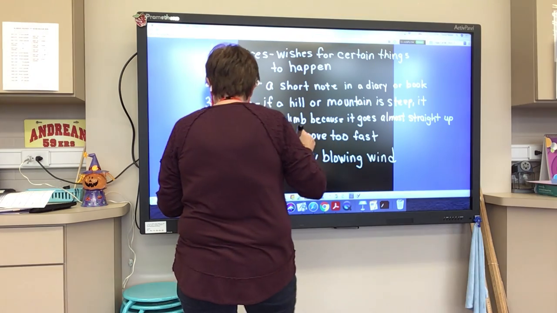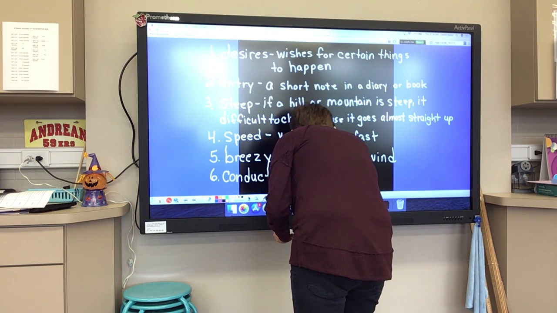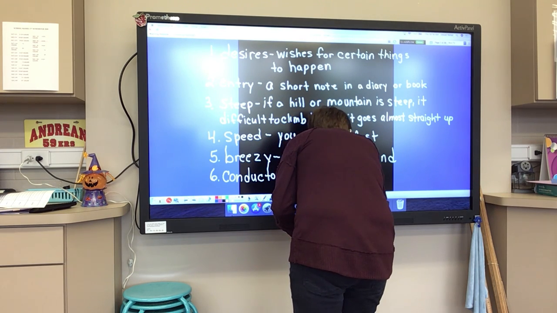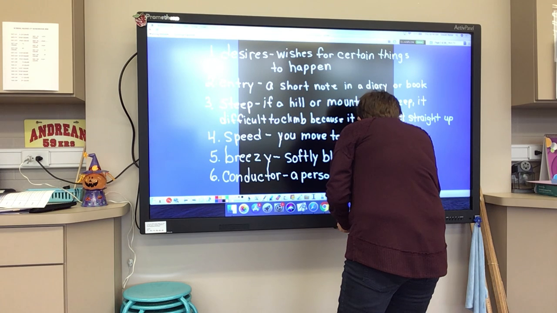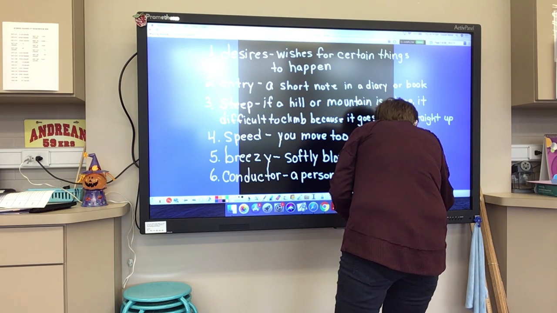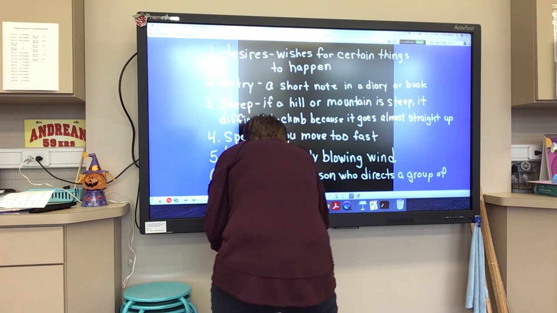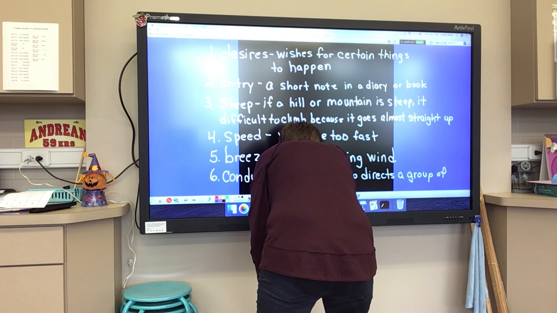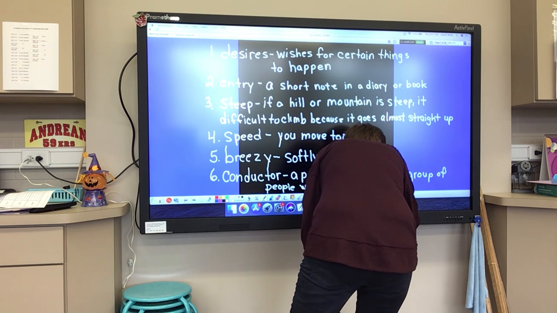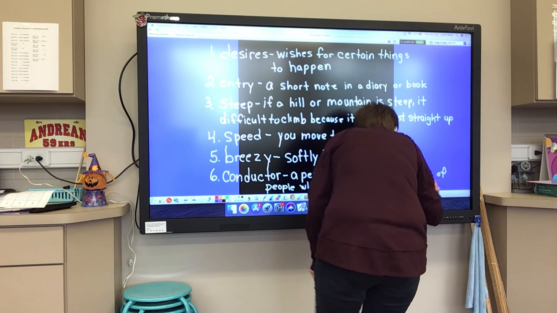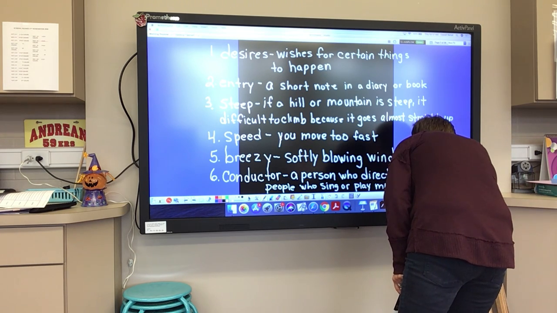Make sure we're spelling, oh, you're not having to write your words, that's good. So, a person who directs people who sing or play musical instruments. This is a hard one.